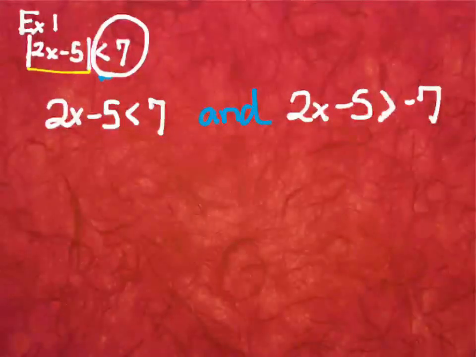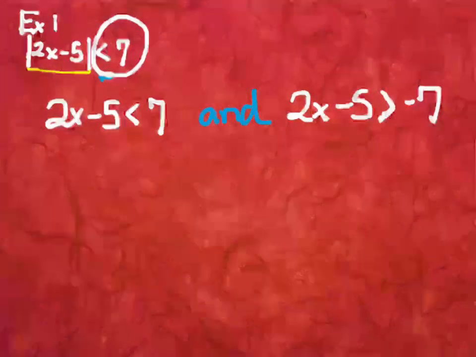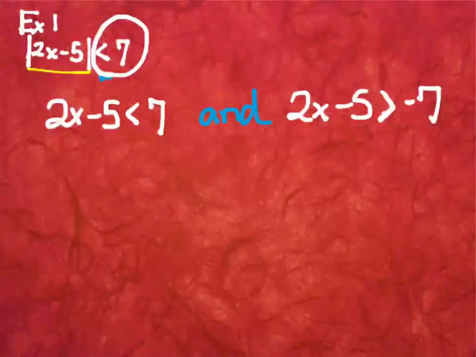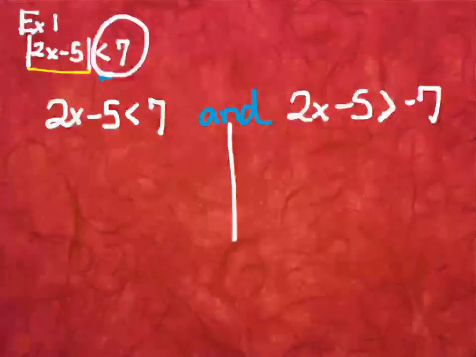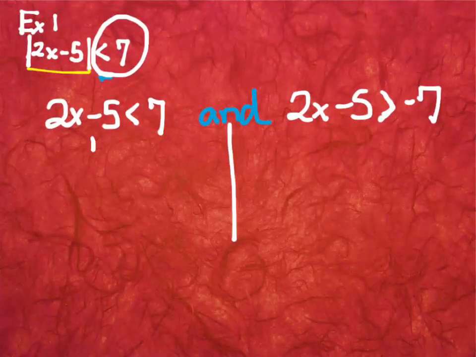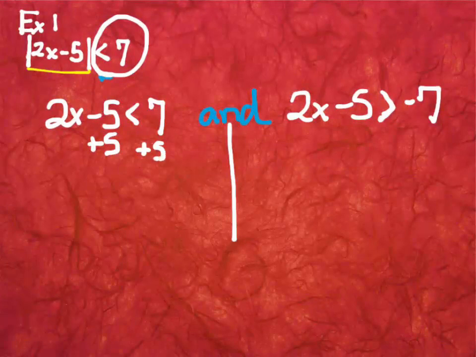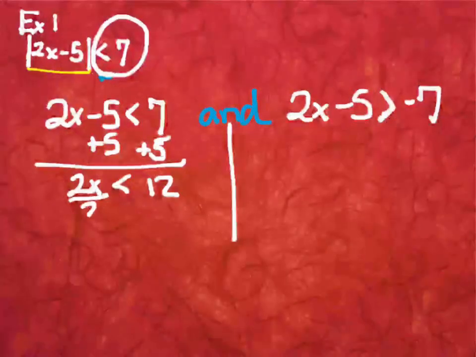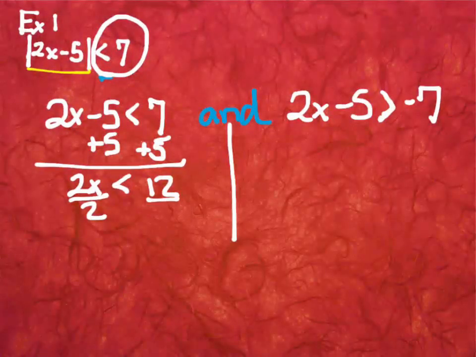So take note that both the inequality symbol and the sign change. Think back to when you were solving inequalities and you divided by a negative. It's because of that reason that the inequality symbol changes. So we are going to go ahead and solve both of these inequalities. We add 5 to both sides, and that gives us 2x is less than 12. Divide by 2 on both sides, and that gives us x is less than 6.